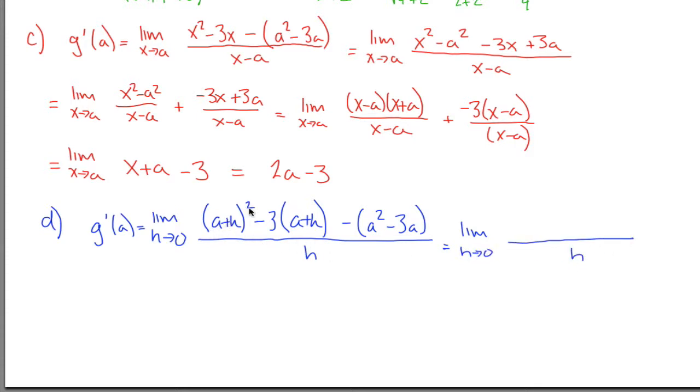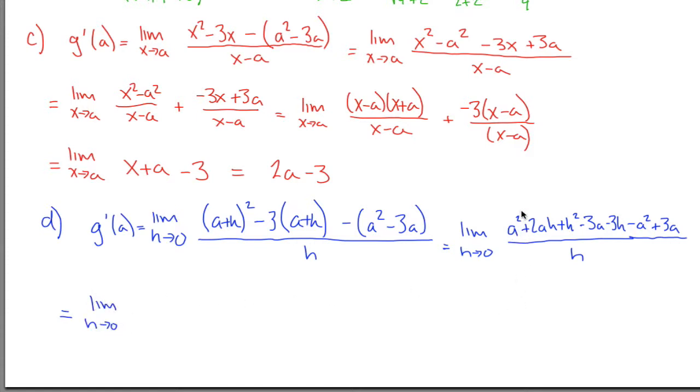Well, a plus h squared means a plus h times a plus h, which is a squared plus 2ah plus h squared. Negative 3 times a plus h, negative 3a, negative 3h. You can take that negative 3 and distribute it through. And then minus all this stuff, minus a squared plus 3a. Be careful, we want to distribute the negative sign to both of these terms, so that switches the sign here. I think things will simplify rather nicely.